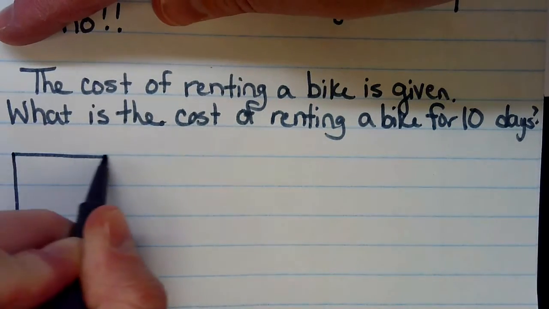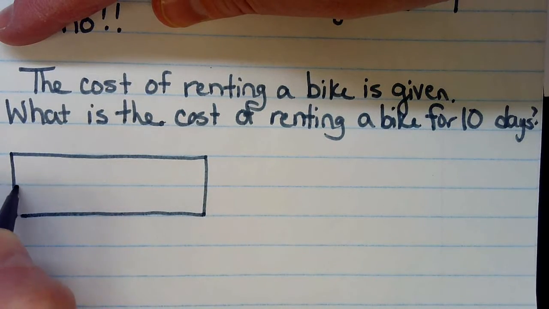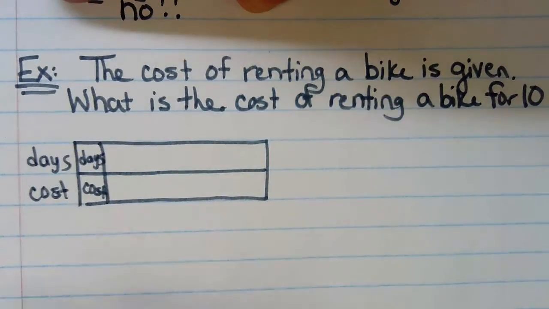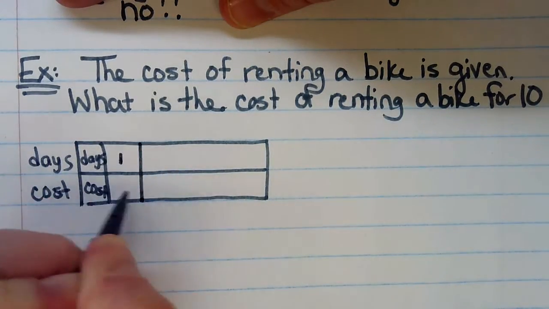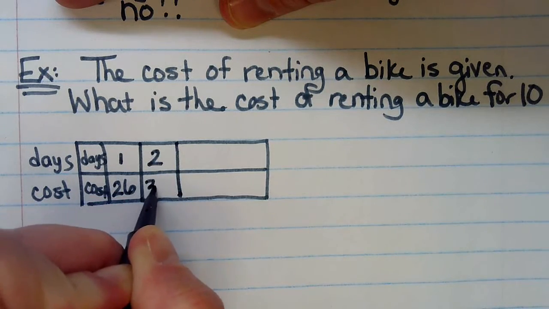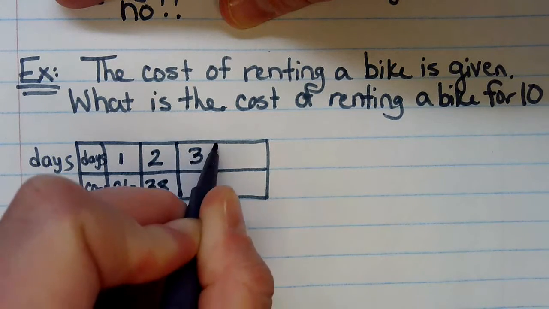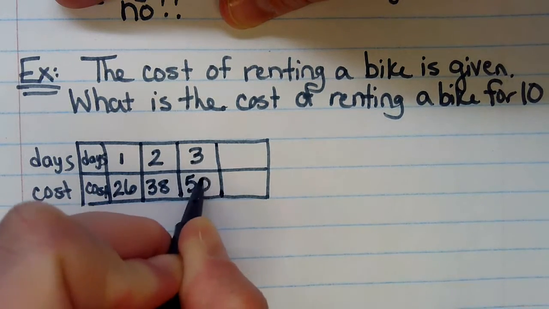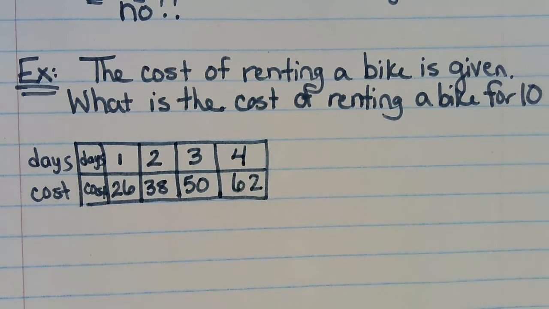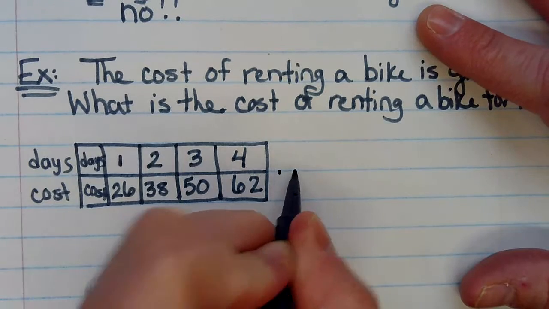So here's my table. Here's the number of days, and here's the cost. And after 1 day, for only 1 day, it costs $26. For 2 days, it costs $38. For 3 days, it costs $50. And for 4 days, it costs $62. And this would continue.